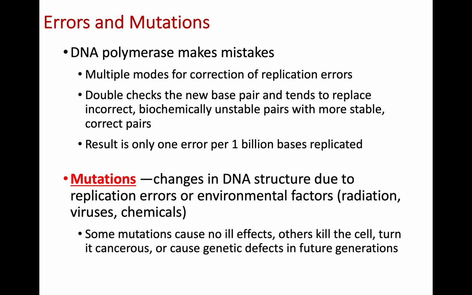Some mutations, though, are going to cause the cell to self-destruct. Some can cause the cell to reproduce out of control, in other words, to become cancerous. Or some mutations, particularly mutations to the germline, to the ovaries and or testes, can cause genetic defects in future generations. And these are the scary mutations, mutations to the sperm or egg, because those carry from generation to generation.